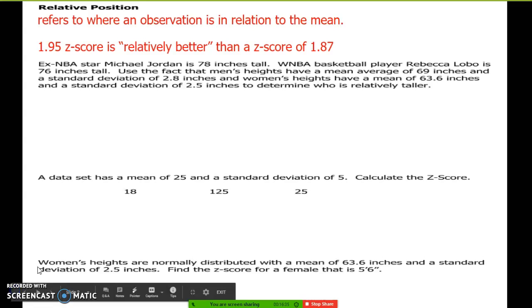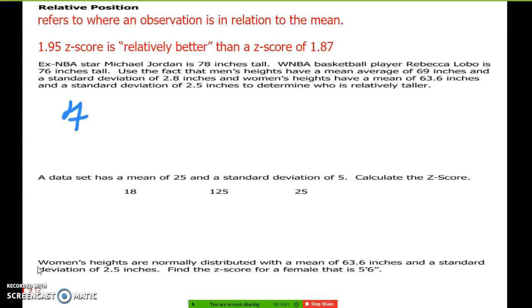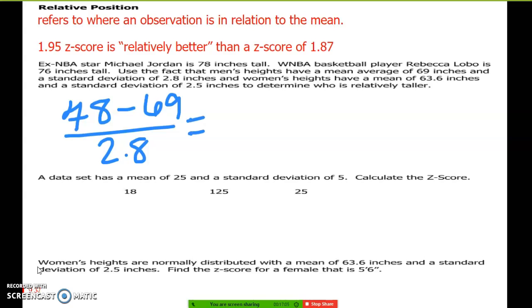So let's figure out this example problem. We've got Michael Jordan. He's 78 inches tall. We're going to want to find a z-score for him. Men's heights have an average of 69 inches. There's the mean. And the standard deviation is 2.8. So Michael Jordan's z-score would be 78 minus 69 divided by 2.8. His z-score is 3.21-ish.